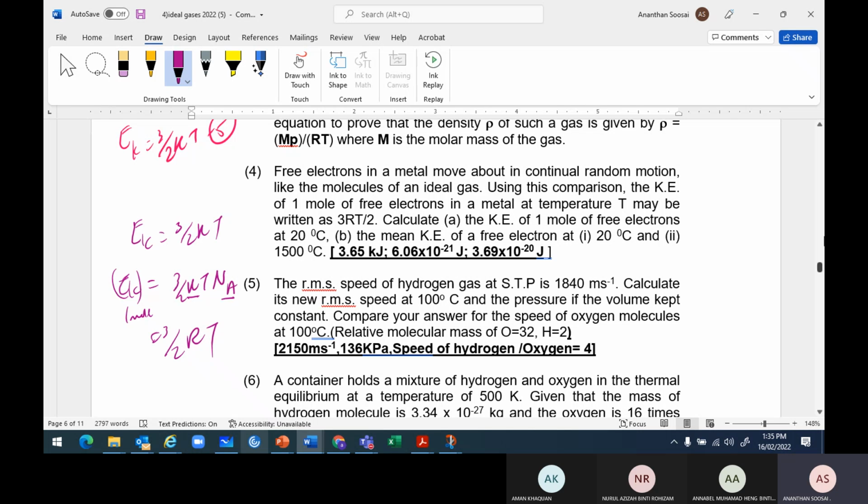If you don't want to use 3/2 RT, it is fine. You can straight away use 3/2 kT, if you really remember. But say the question insists you only can use 3/2 RT. Then how do you find the kinetic energy of 1 particle of electron? You find the kinetic energy of 1 mole at 1500: 3/2 RT, with T as 1500 degrees Celsius in Kelvin. We get the kinetic energy of 1 mole of electrons. Then divide by Avogadro again, the same method as you did for the 2, but the temperature is now 1500. So we get that energy, 3.69 times 10 to the negative 20.